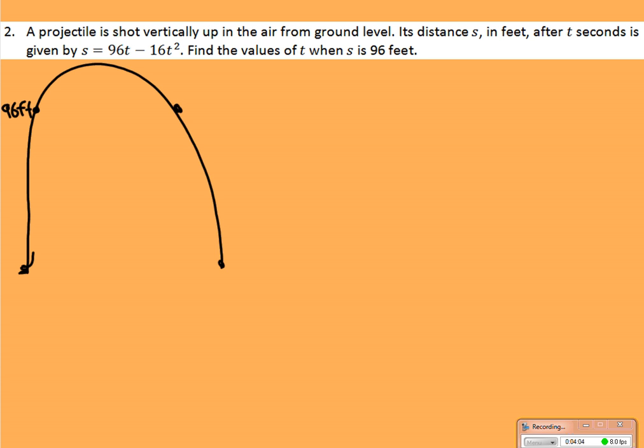We're trying to figure out, and it's going to pass through 96 feet twice. How long does it take to get to 96 feet, and how long before it comes back down to 96 feet? That's kind of what we're asking. So this might be a rocket, arrow, what have you. How long does it take to get up to 96 feet, and then how long does it take to come back down to 96 feet? So I'm going to take this equation, and I'm going to set it equal to 96.